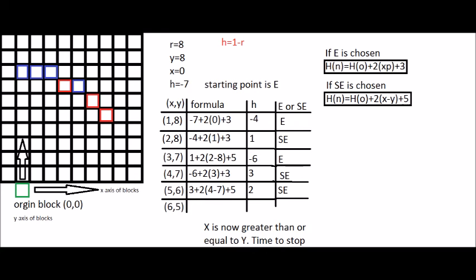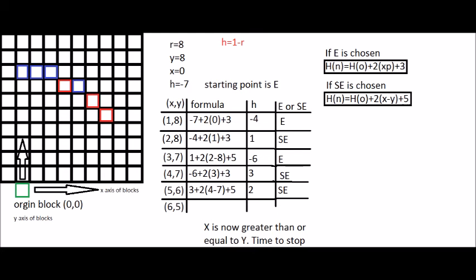Next one's going to be 4, 7. Negative 6, our previous h, plus 2 times 3, our previous x, plus 3. The answer is 3. Now we're going to plot the southeast block. And then do this the last time. We're going to get 2, and we're going to plot the southeast block. Now from here, x is now greater than y, meaning that you are now in the first octant.